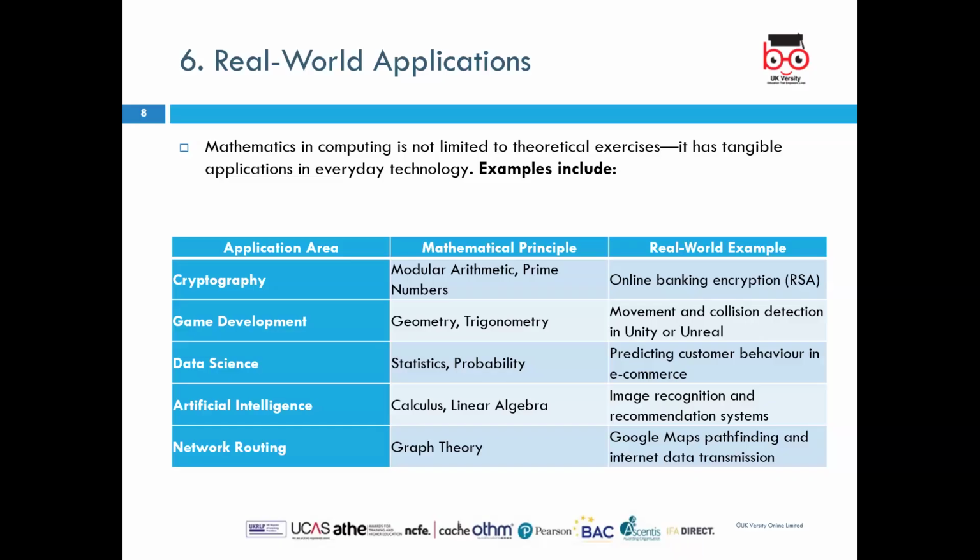Artificial intelligence, so we know this is quite predominant and quite popular nowadays, and this has principles of calculus and linear algebra. It is also used in image recognition and recommendation systems, so stuff like your ChatGPTs, Gemini, Copilot, and so on. Network routing, so this has a principle of graph theory, and an example of this is Google Maps pathfinding and internet data transmission.